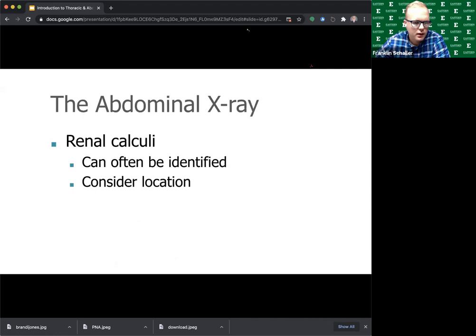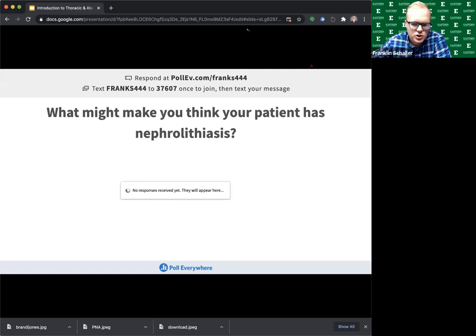So thinking about renal calculi, also known as nephrolithiasis, also known as kidney stones. These can often be identified on an abdominal x-ray, what we call a KUB view, or kidneys, ureter, bladder. Quick question before we talk more about this. What might make you think your patient is experiencing a kidney stone? Go ahead and type it out in the Poll Everywhere.